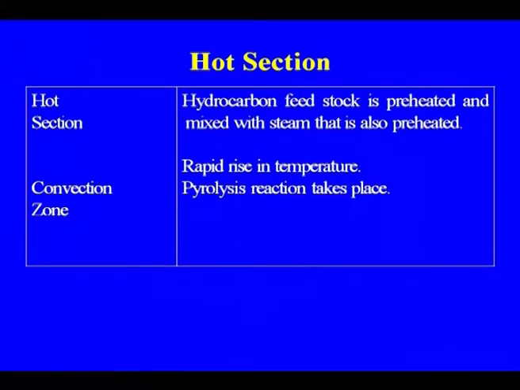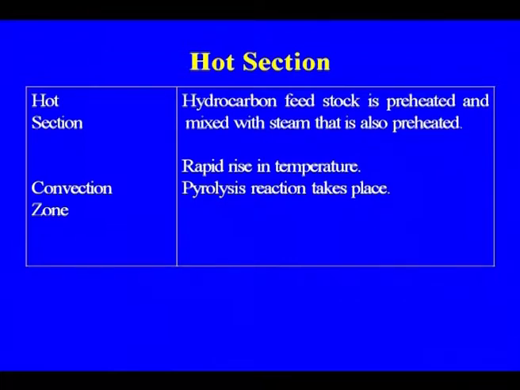in many cases, even in fertilizer plants, we are going for multi-feed, because if gas is not available, at least the plant can be run with naphtha, or if naphtha is not available, then with natural gas. So the Reliance naphtha cracker is multi-feed. Hot section means hydrocarbon feedstock is preheated and mixed with steam, which is also preheated.